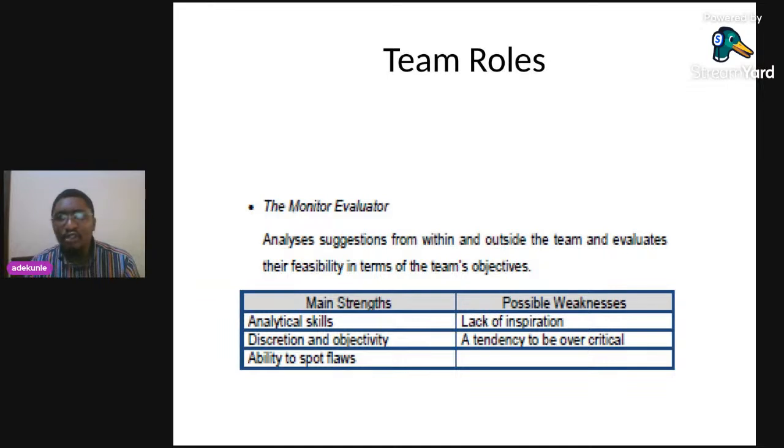They have the ability to spot flaws within the team. One of their weaknesses is that they lack inspiration. They have a tendency to be overcritical of a thing. Most of us hate them within an organization. I'm not going to bring an idea, but of course, not analyze. These are people like that within a team.